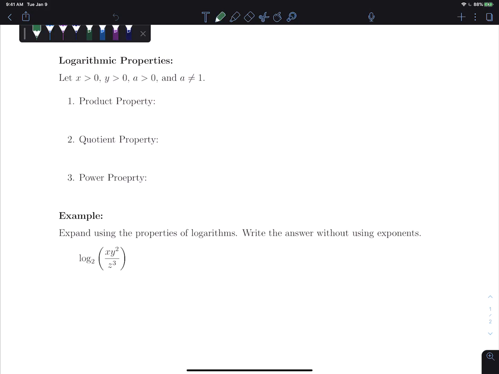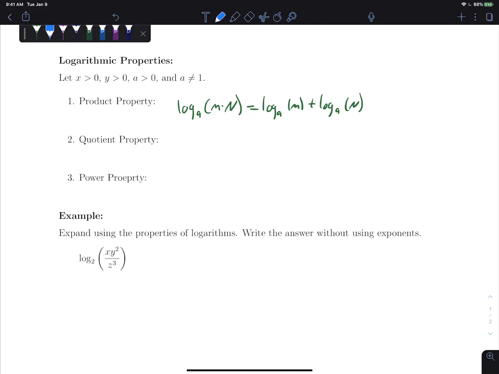So the product property says log base a of m times n is equal to log base a of m plus log base a of n. Now what this tells me is that when you have a single logarithm with a base that's valid and the argument has multiple factors that are being multiplied, or in this case 2 being multiplied, you can just add them together with 2 different logarithms with that same base, and each of the factors getting their own argument.